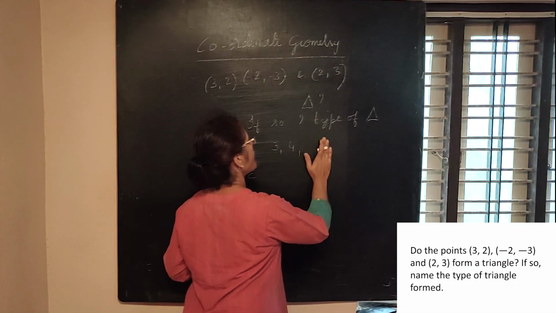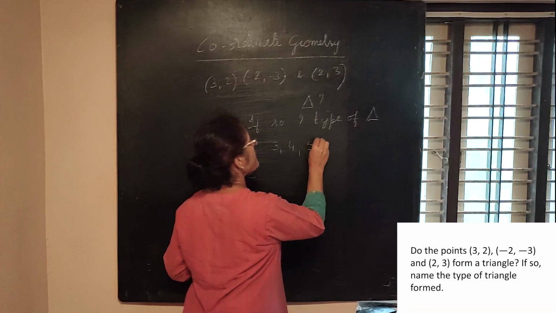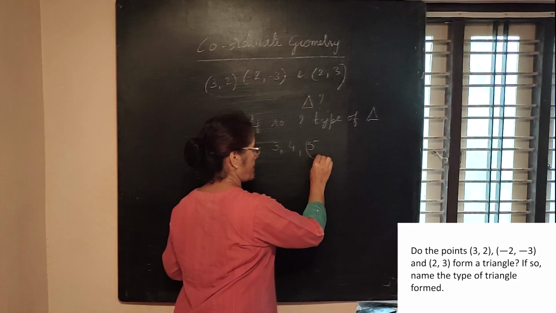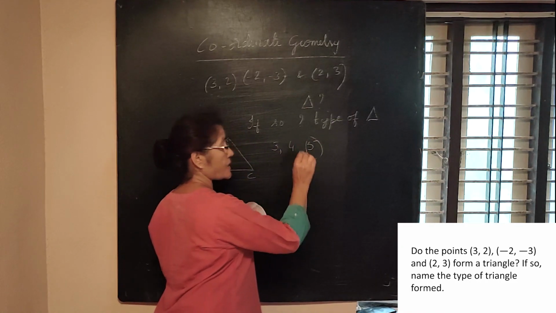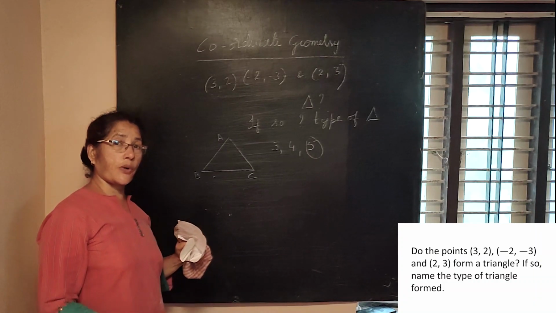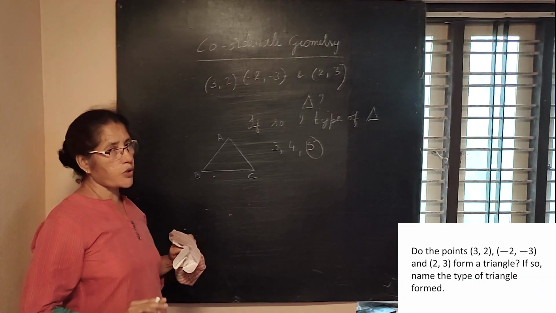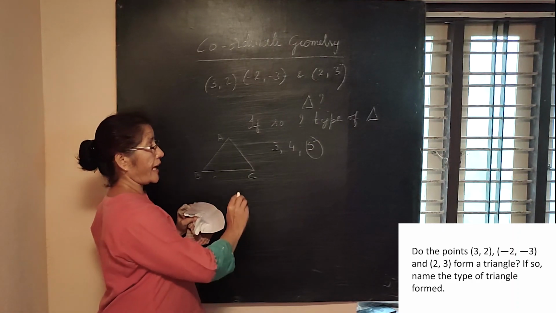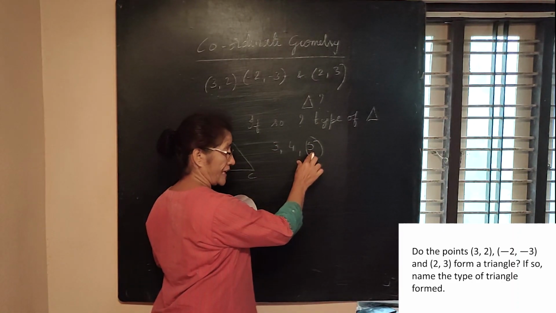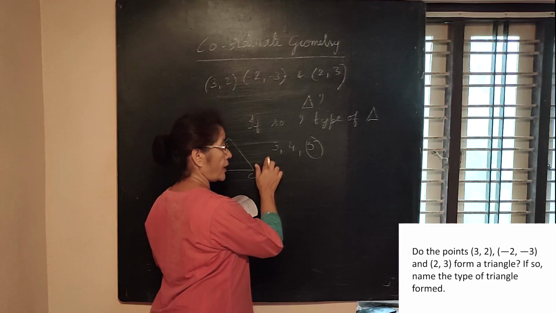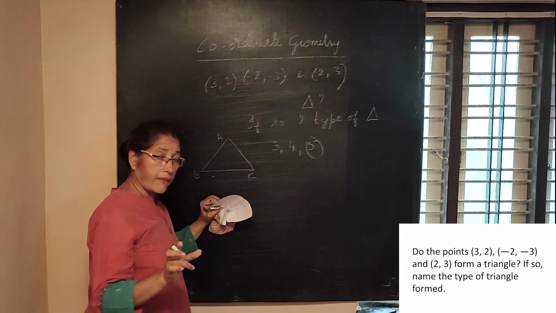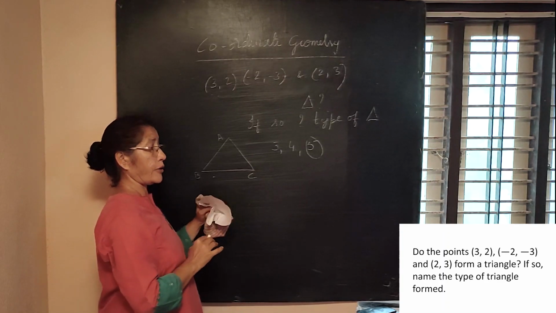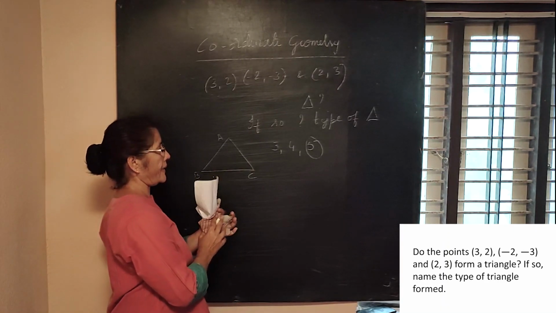So, my question is, can you form a triangle with the sides 3, 4, 5? Yes. How? 5 is the biggest side. 3 plus 4 is 7, and 7 is bigger than 5, so I can form a triangle. So, I repeat, you have to take the biggest number and add the smaller ones. When you add the smaller ones, the sum should be greater than the bigger side. Then only you will be able to form a triangle.